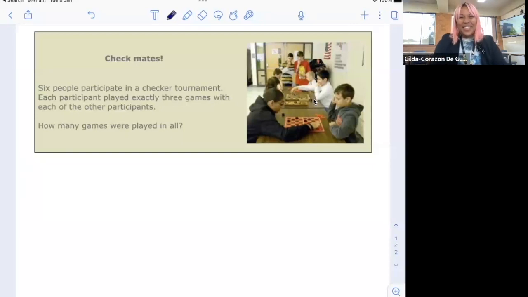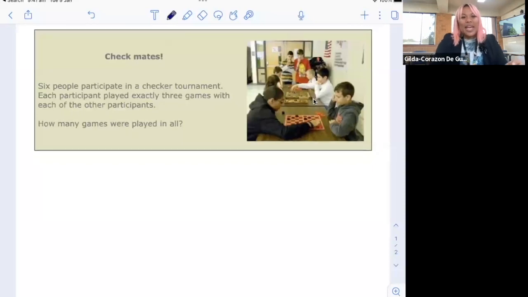All right, so let's have a look at the question. I'll read it out to you. Checkmates. 6 people participate in a checker tournament. Each participant played exactly 3 games with each of the other participants. How many games were played in all?